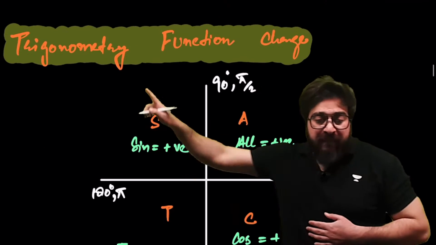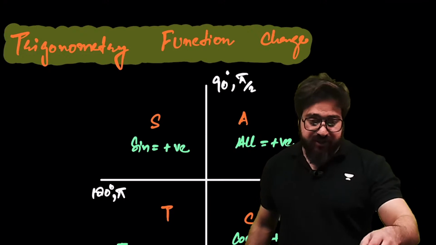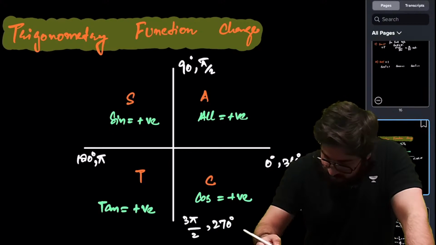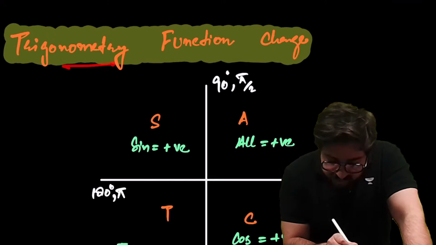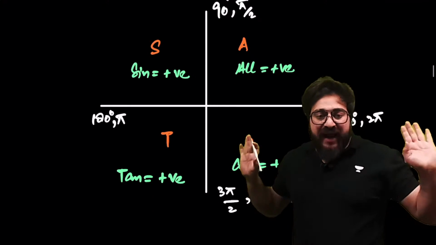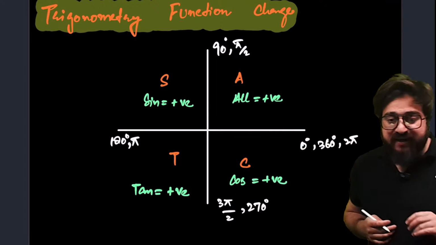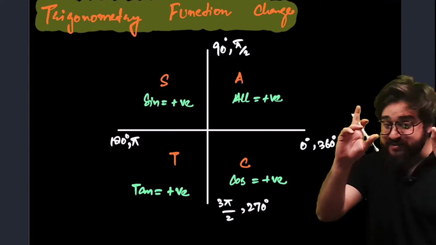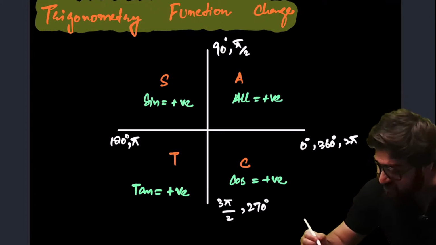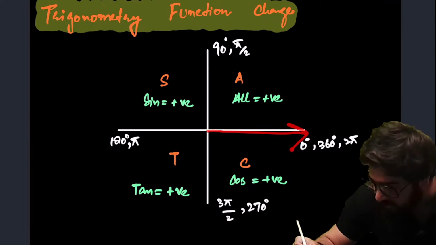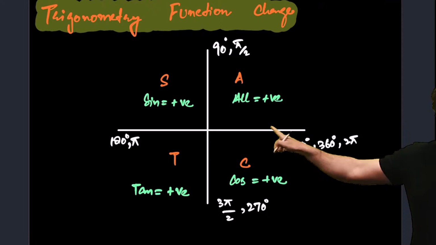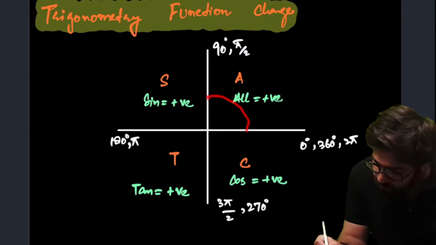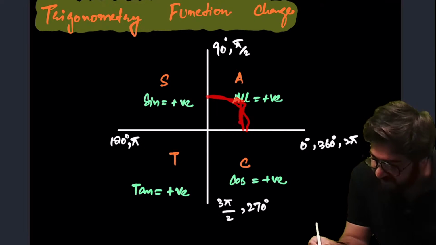Now, trigonometric function change. Listen to me very carefully. Let's suppose I make a graph something like this. It is important. I'll draw a line over here. I'll draw one more line over here. If you draw an angle over here, this is 0 degrees. On this line, we mark an angle of 0 degrees only. Now, if you move from this line to this line, you are moving by an angle of how much?